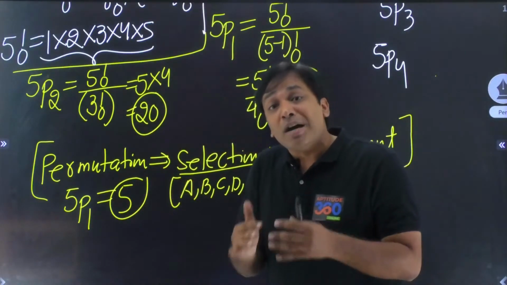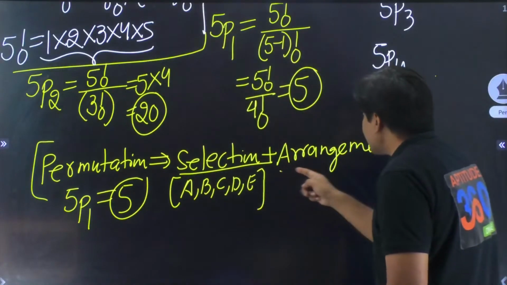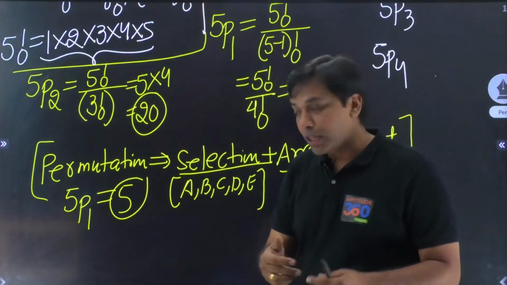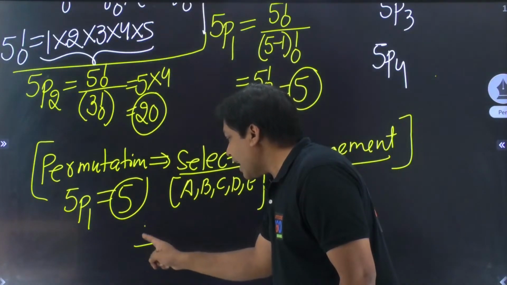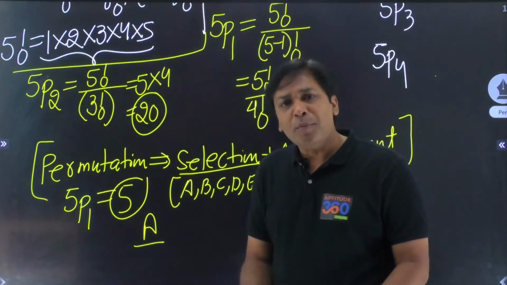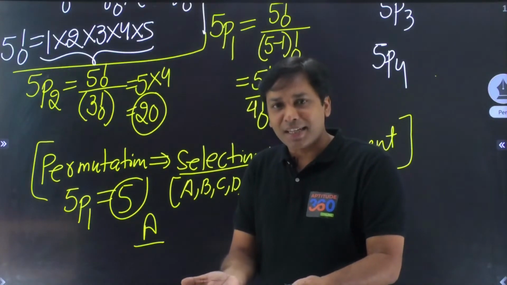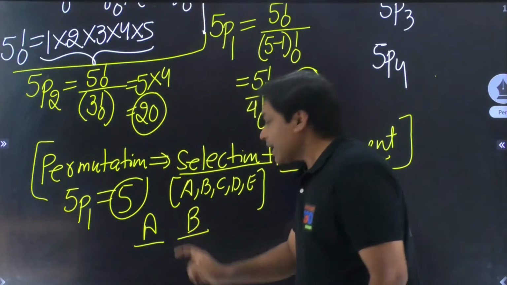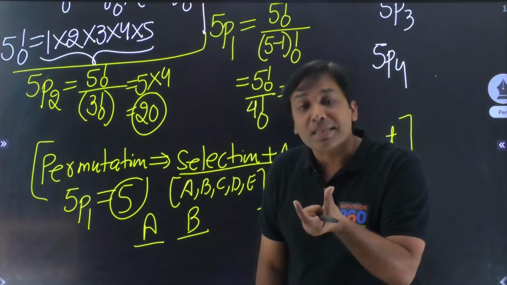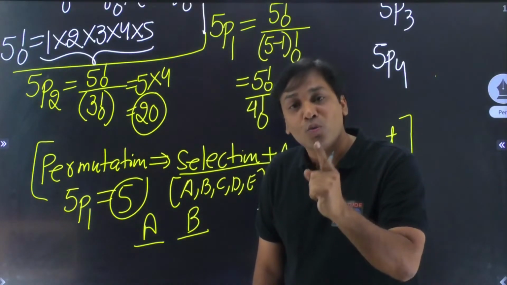But it is much more than selection. What is this? It is arrangement as well. So if I have to select A and I am arranging A at only one place, in how many ways can I do that? Only one way, isn't it? If I select B and arrange B at only one place, in how many ways can I do that? In only one way.